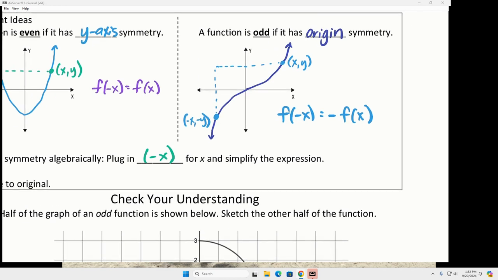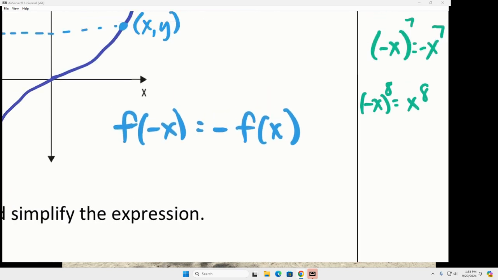Do you guys know what happens with negatives? Let's say you raise negative x to an odd power, like the 7th. Do you know if that would give you a negative or a positive? Somebody knows. A negative. An odd number of negatives is going to be a negative. And an even number of negatives, we'll say to the 8th, is going to be a positive. So anytime it's an odd number of negatives, it gives you negative, and an even number of negatives gives you a positive. And so that's really all you need to know to figure this out.